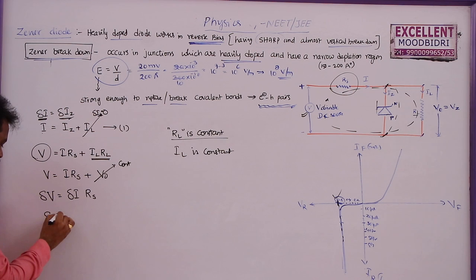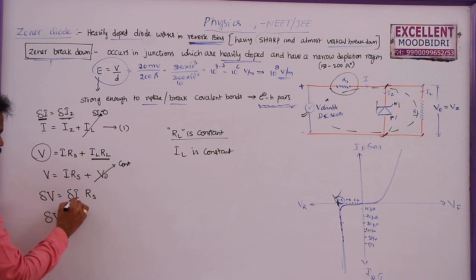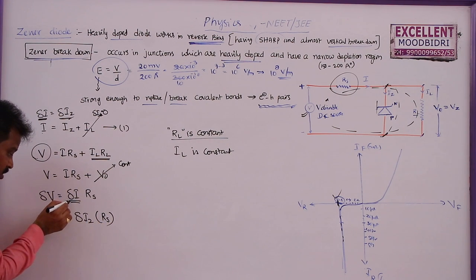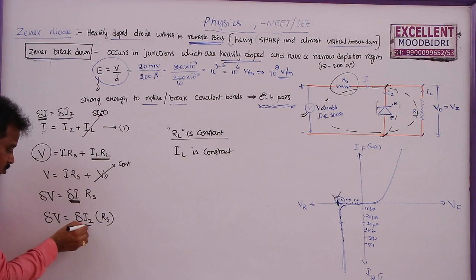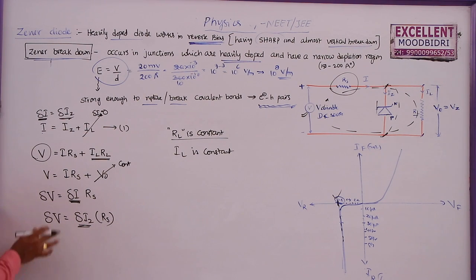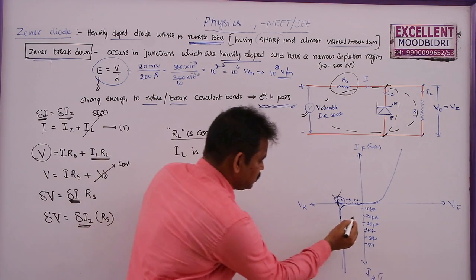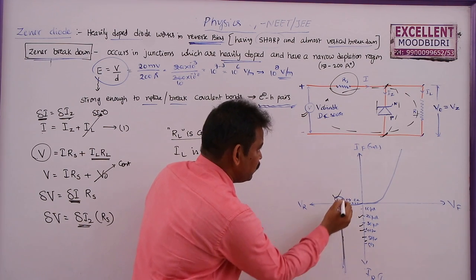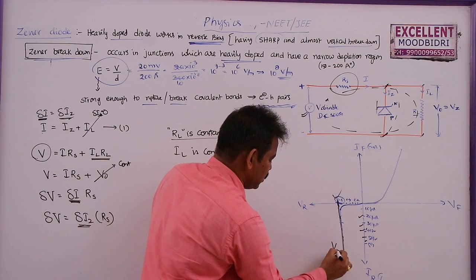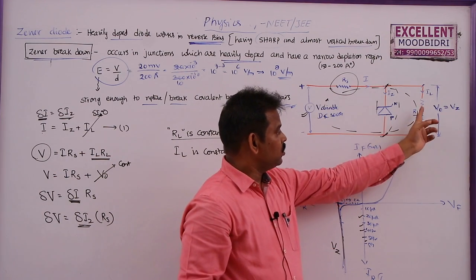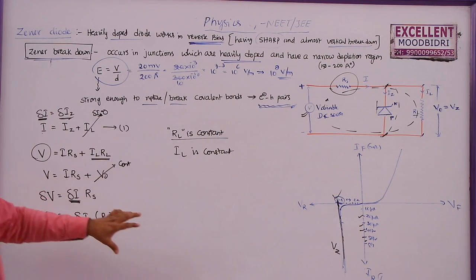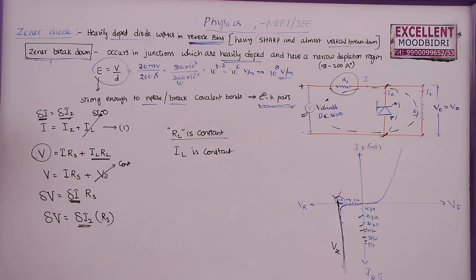So change in the input voltage is equal to, in place of this dI, I can write dIz into Rs. So the change in the input current is equal to change in the Zener current. Even if the Zener current changes, this output voltage Vz remains constant. This is called the Zener voltage, which remains constant. So here also you will get the same output. So this is the working principle of Zener breakdown or Zener diode.